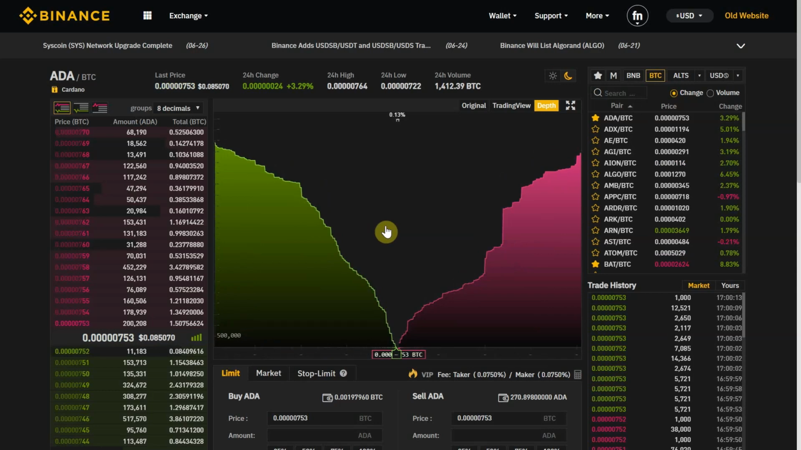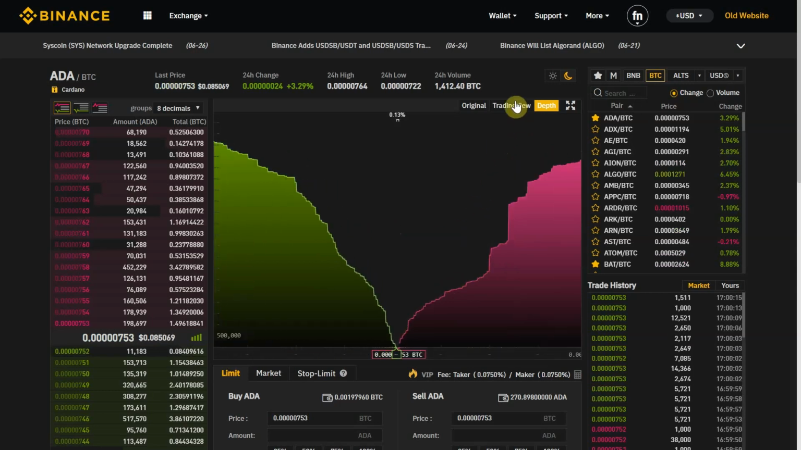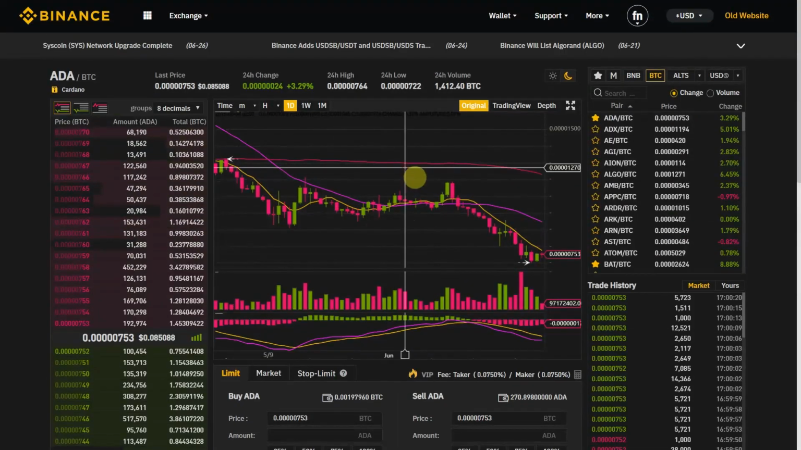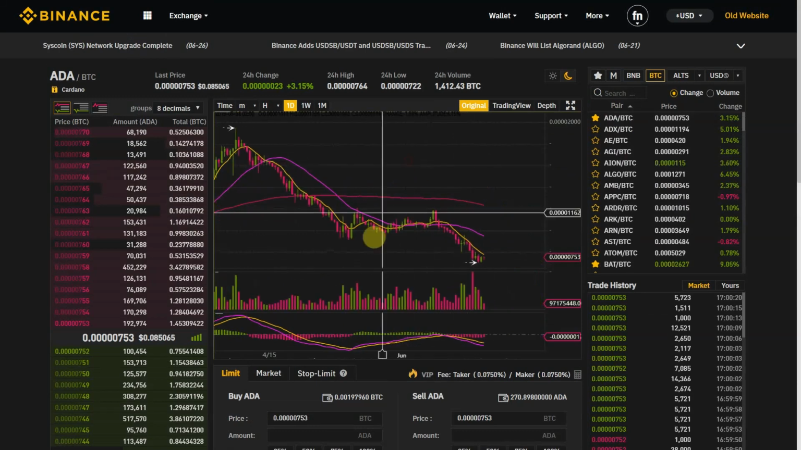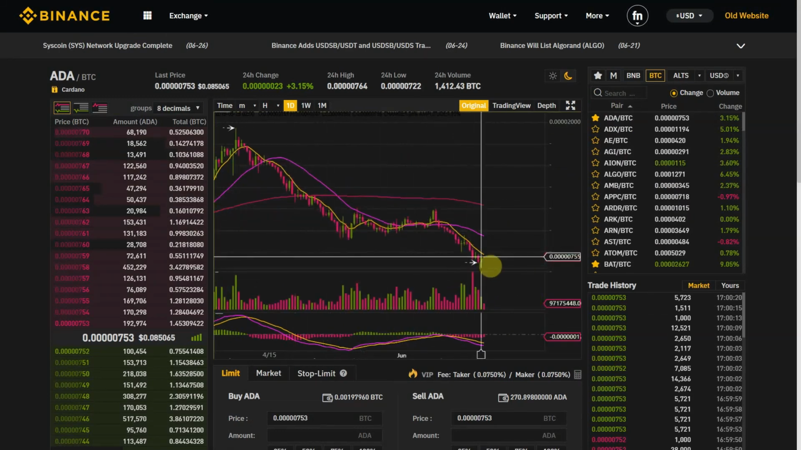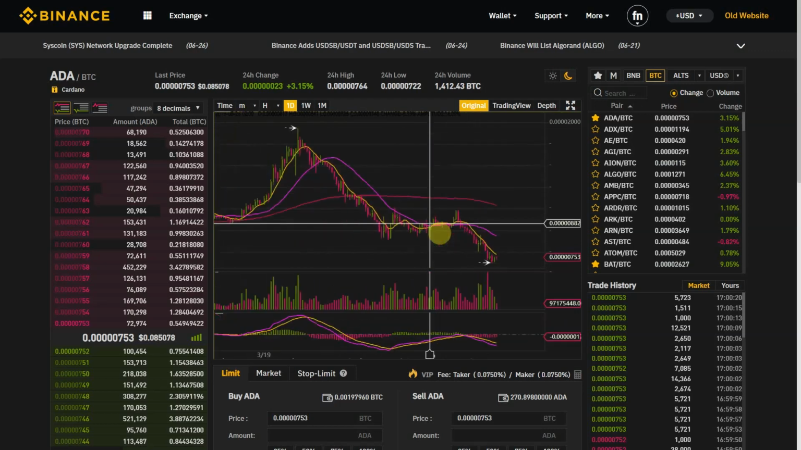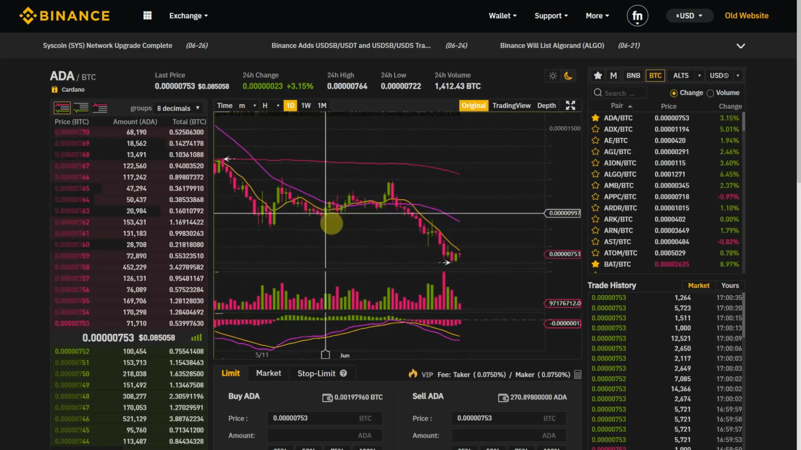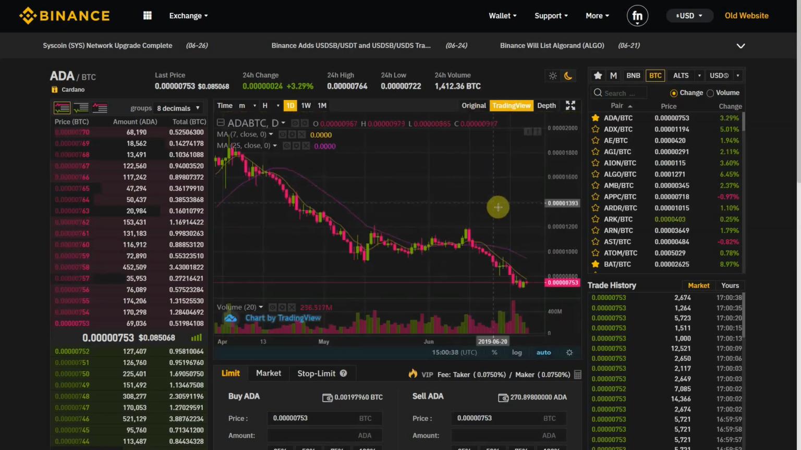So this is the order book. Where can we go next? The chart. I don't like Binance's original view. I hate the colors, they're just annoying. The pink, I really don't like this color. Not pink in general, but this particular pink just hurts my eyes. So I always use TradingView.